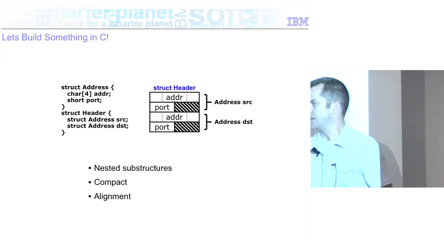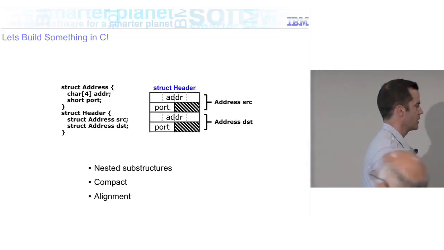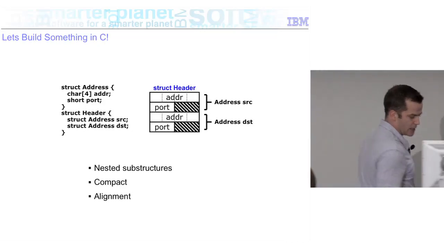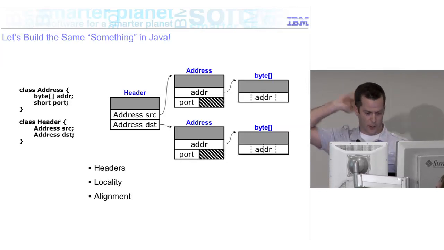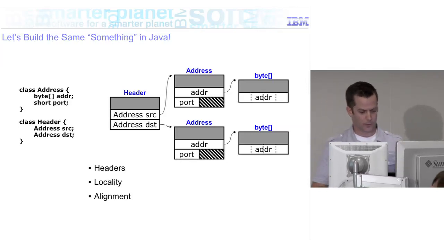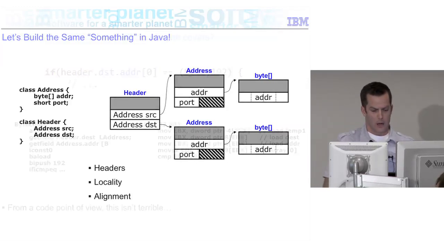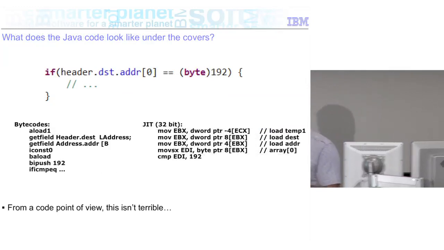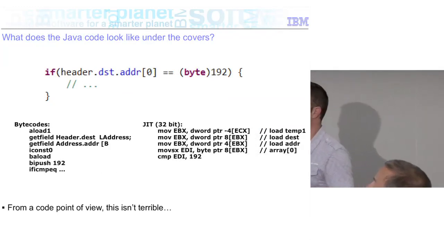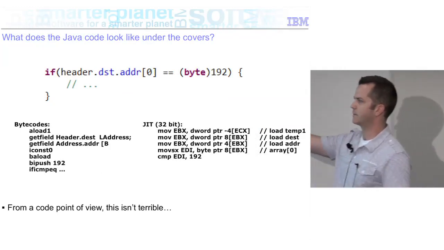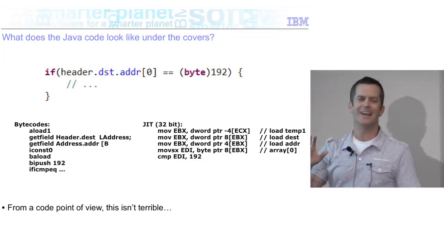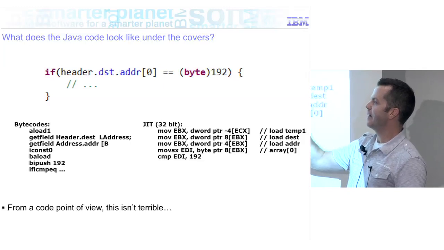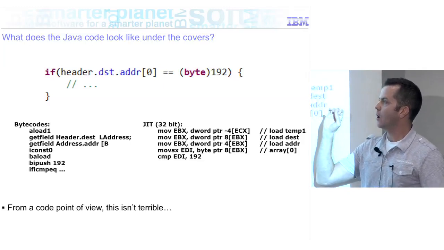This is nice, right? In C, as we've talked about, nested substructures, compactness, alignment, all those things are neat. So let's build it in Java. We've already done this. Holy smokes, this is terrible, for all the reasons I've talked about: headers, locality, alignment. But let's stop for a second and look at the Java code. You'll have to squint a bit because there's at least one bug in here, I think. The point is to look at what you end up getting.